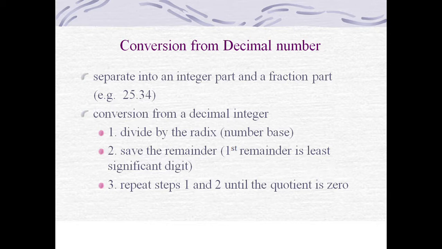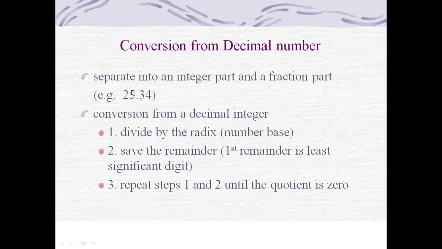This is conversion from decimal number. So we have to convert a number given in decimal system to an equivalent number in any other number based system. The input number that we want to convert to another number system is given in the decimal number system. So a number in decimal is given, and we have to convert it to a number in any other desired number based system. For that, we have to separate the number into integer part and fraction part.